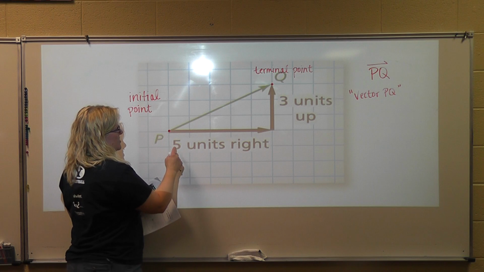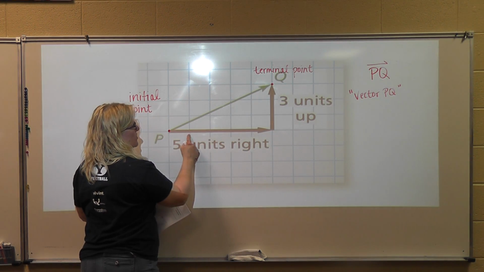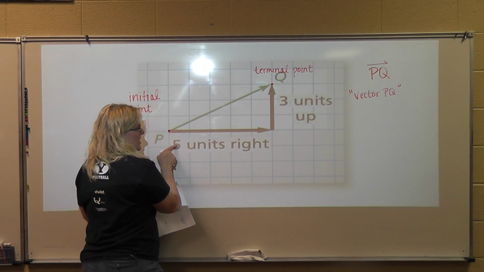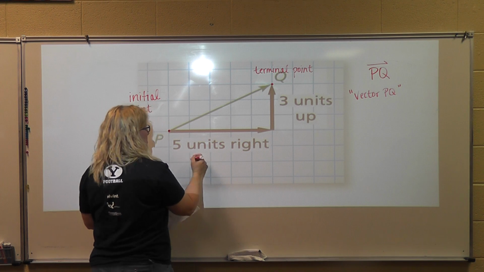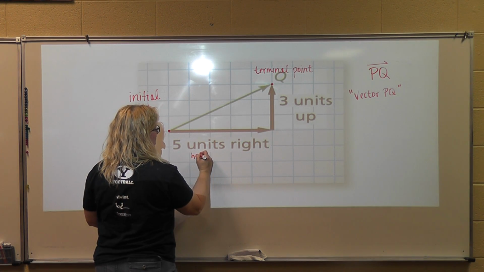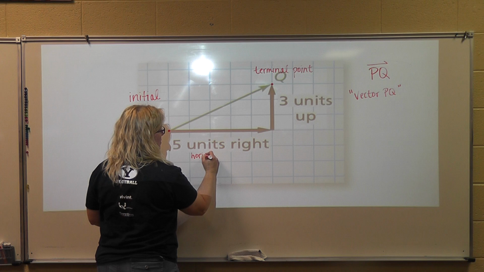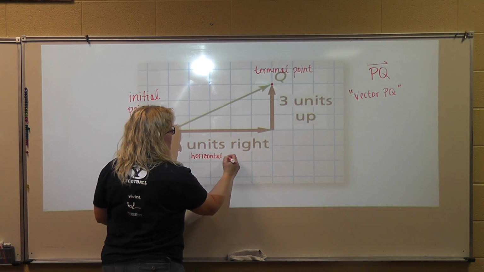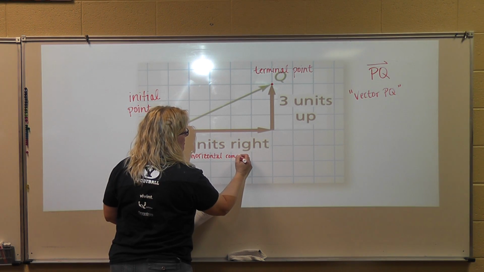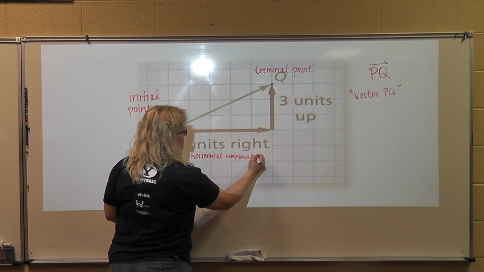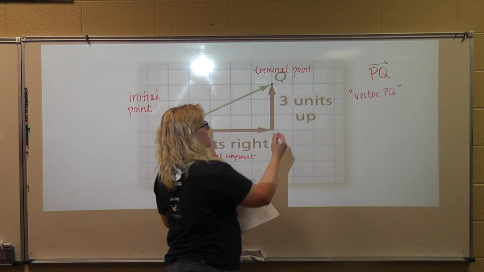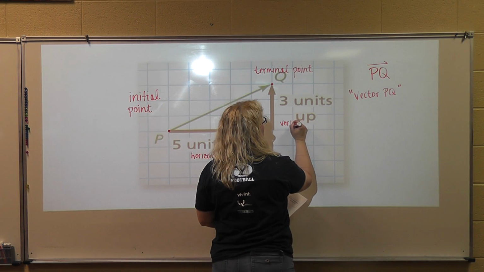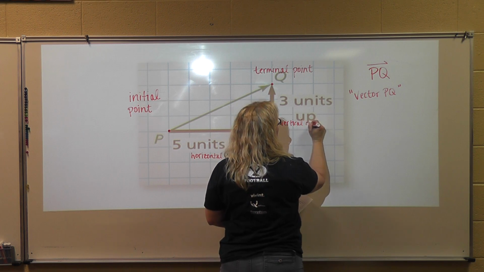All right, this piece right here, you'll notice that it's 5 units, and it's going to the right. This is your horizontal component. And this right here is your vertical component.